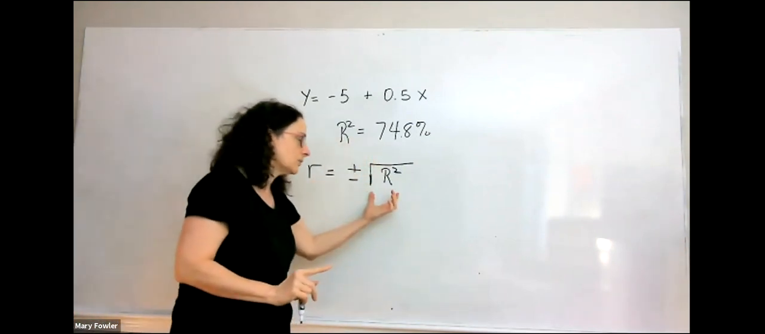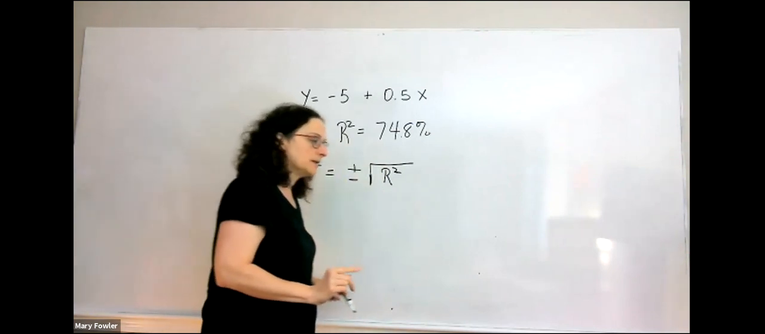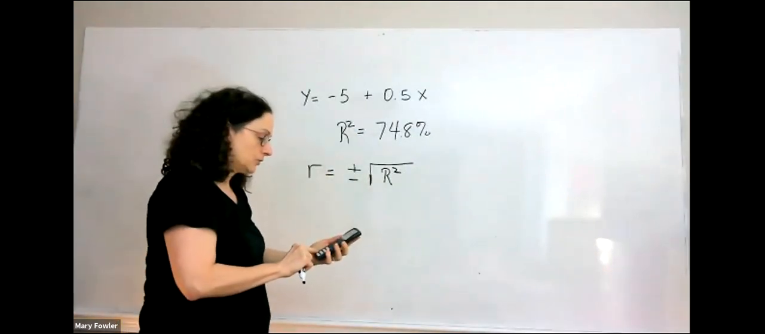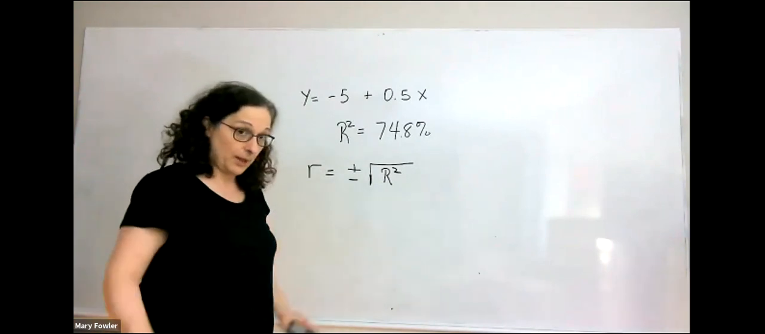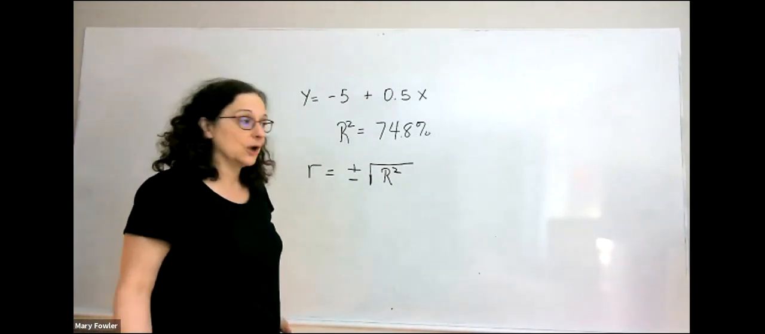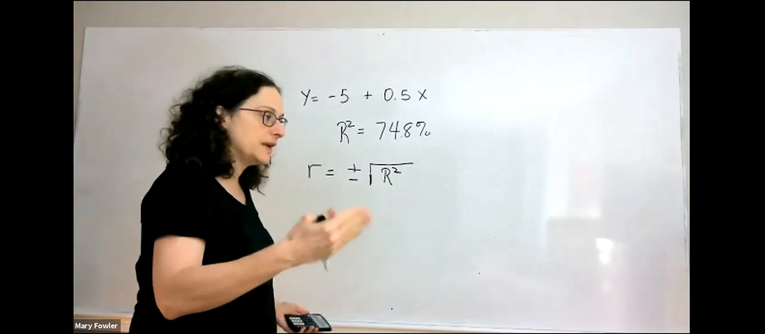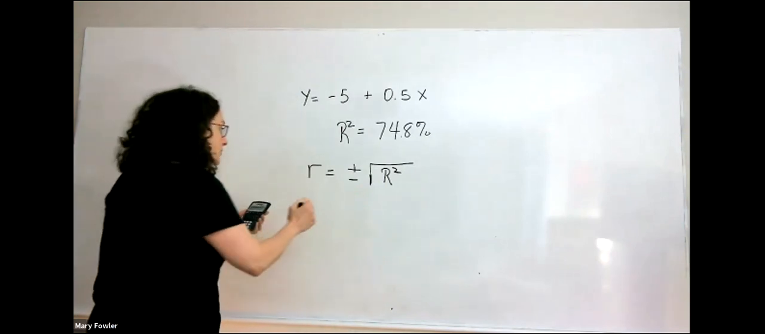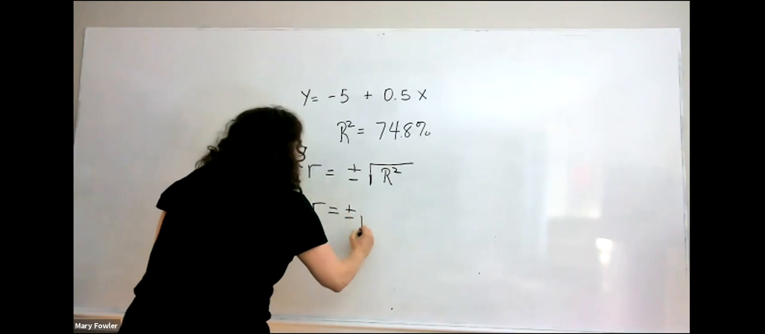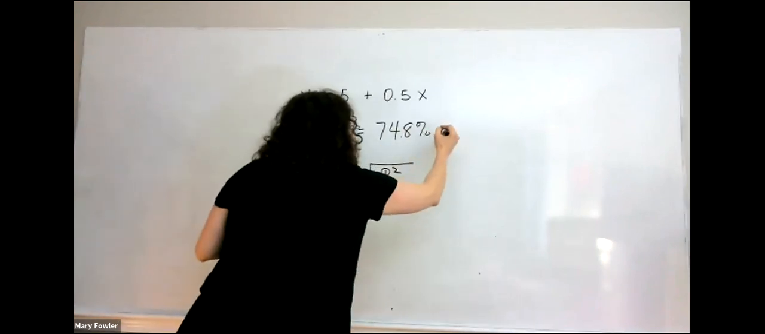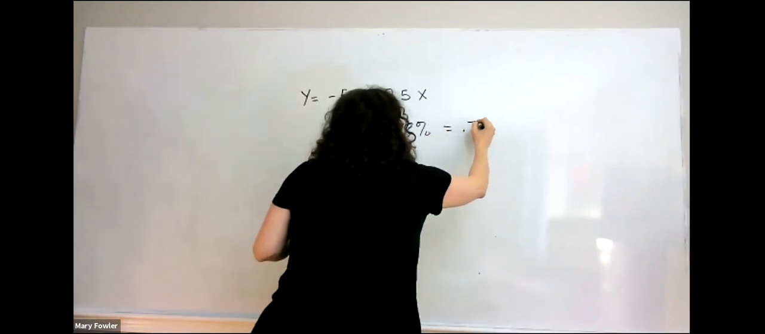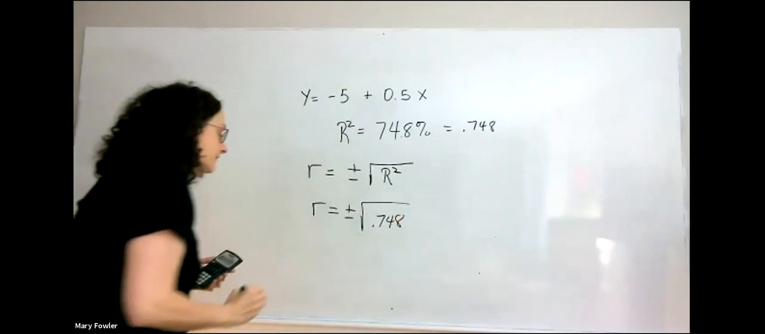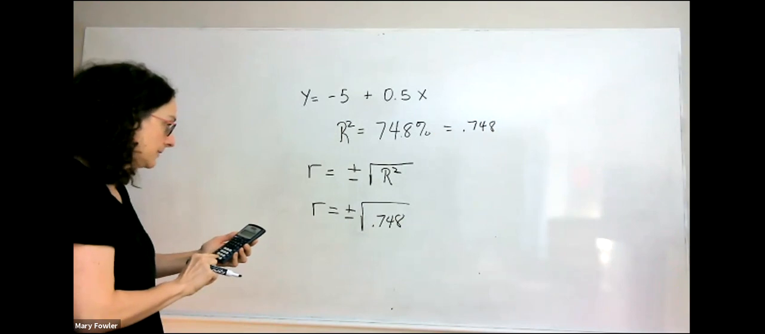And then after we take that square root, we're going to choose either a positive or a negative sign, depending on the sign of the slope, or if you look at the scatter plot, you can determine that by observing whether the Y data tends to increase as the X data increases. Okay, so what we're going to do in this case, we have to change this to a decimal to do the math. So we're going to put that in here, 0.748. So we're going to take the square root of 0.748.